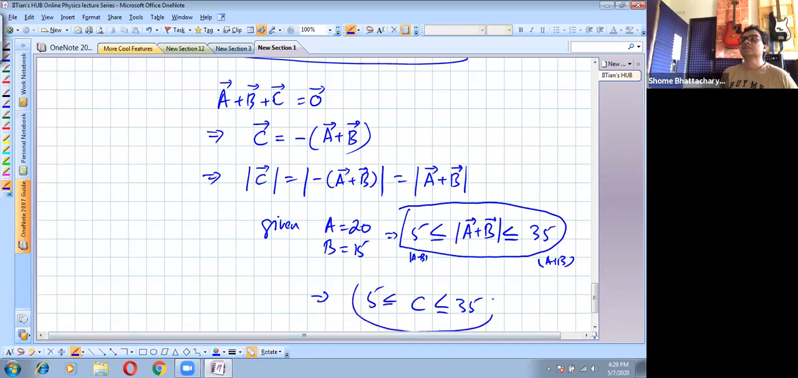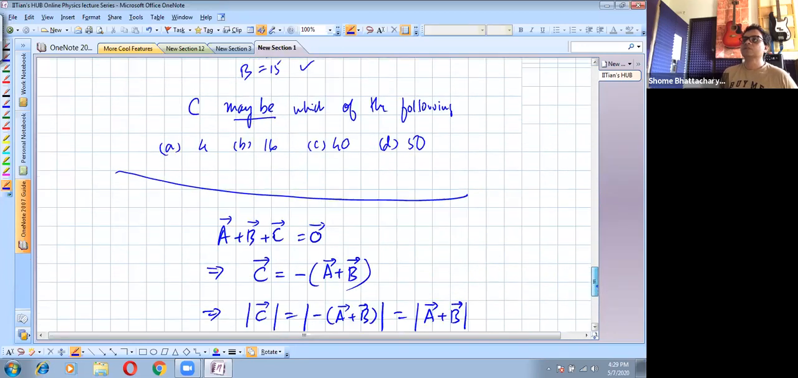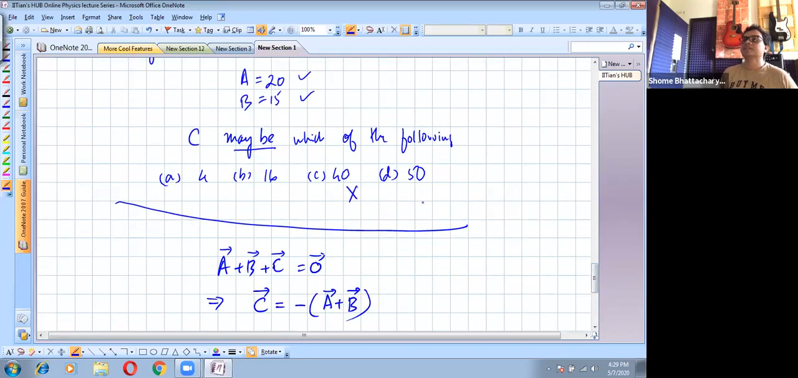So the moment you have this condition, that no matter what value of theta I take, theta is unknown, but whatever theta I take, it cannot be 40, because it has to be less than 35. It cannot be 50, it cannot be greater than 35, and it cannot be 4 either. The only possibility is 16.